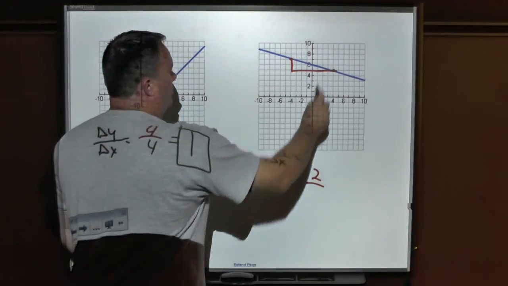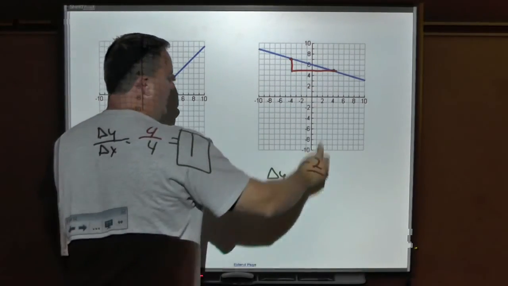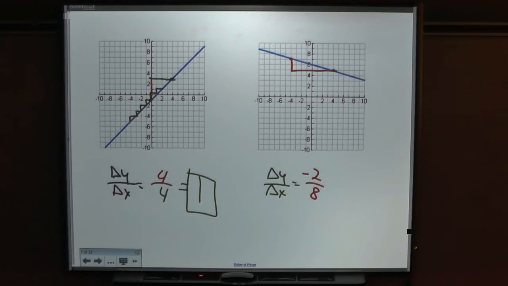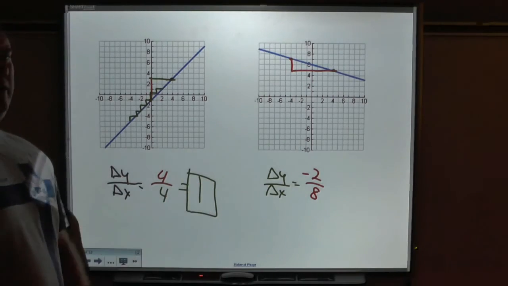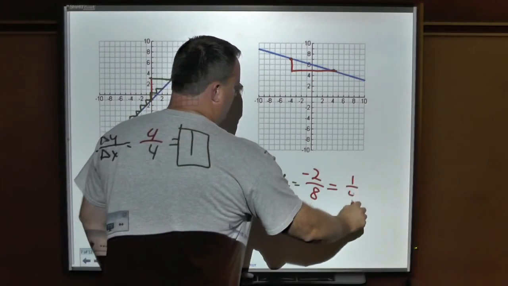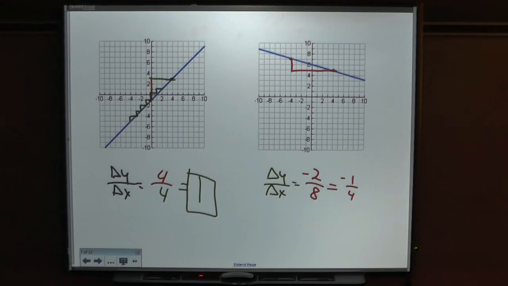Then I have to count over to the right. 1, 2, 3, 4, 5, 6, 7, 8. I end up with a positive 8 for my horizontal change because I went to the right. As you look at this, negative 2 over 8. That reduces to negative 1/4. Reduce the fraction whenever you can. So this means down 1 to the right 4. Down 1 to the right 4.